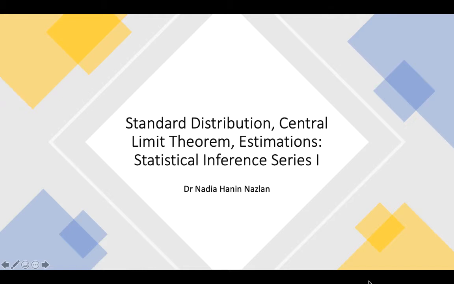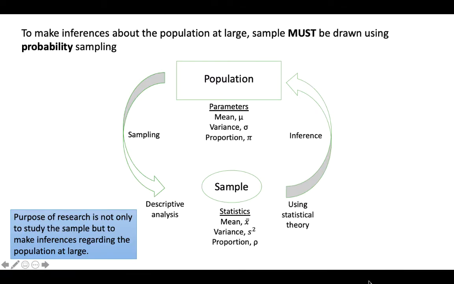Today we are going to be talking about standard distribution, the central limit theorem, as well as estimations. So this is the first video for our statistical inference series. Okay, so why do we sample? Well, simple. We sample because we can't obtain the entire population's data. It may be too expensive, it's going to take too long, or it's just not feasible for us to collect the data for the entire population. Therefore, we resort to sampling.